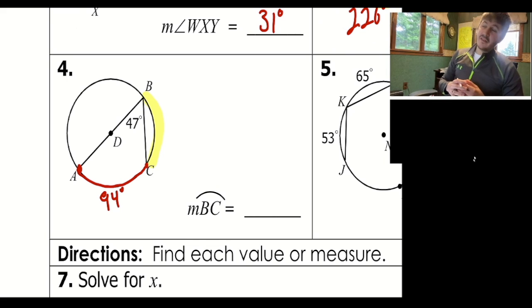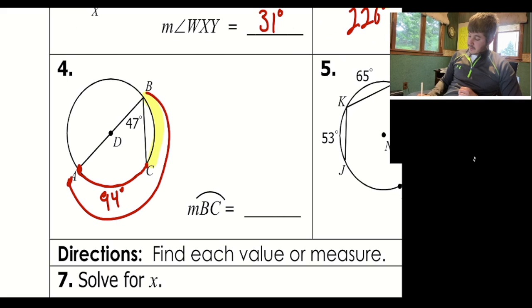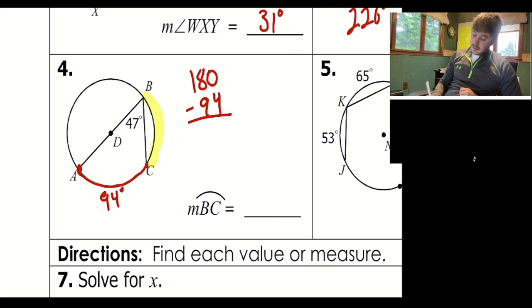But that's not our answer. The answer is whatever arc BC is. But I also see that AB is a diameter. So that means the whole arc from B all the way around to here is the semicircle, so that's 180 degrees. So all I need to do is take that 94, subtract it from 180 degrees, and that's going to give me arc BC in this case, which I think is 86.